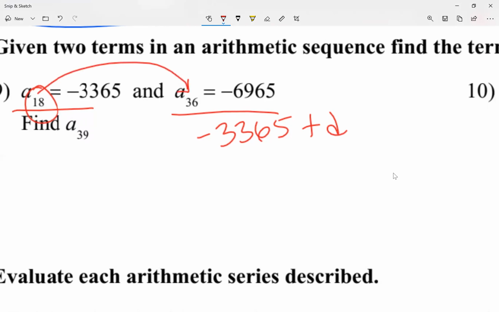Isn't that 18 times? So I'm going to add the difference 18 times, and it's going to give me negative 6,965. All right, so what did I do? I started with the smallest number, the first number on the list. I figure how many times I have to add the difference, and that gives me the later number on the list. The rest is just plain algebra, right?